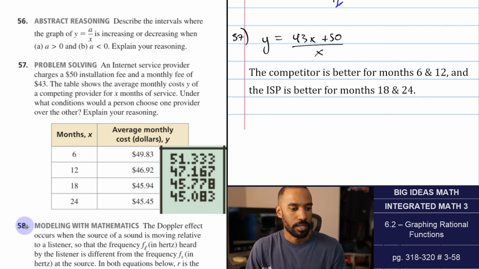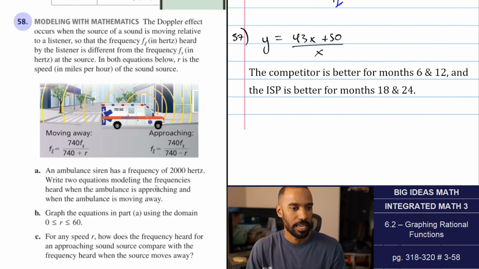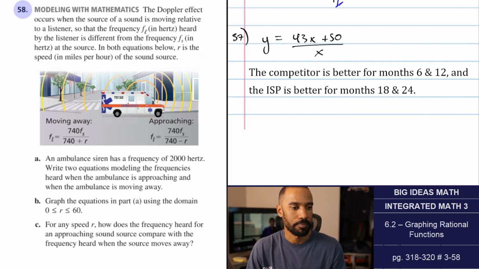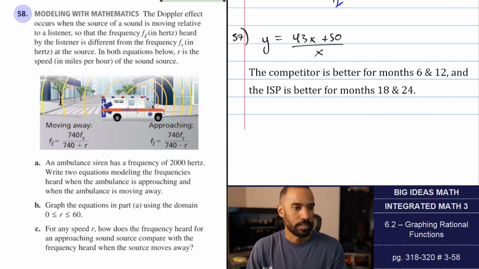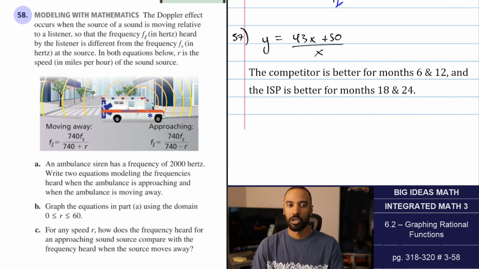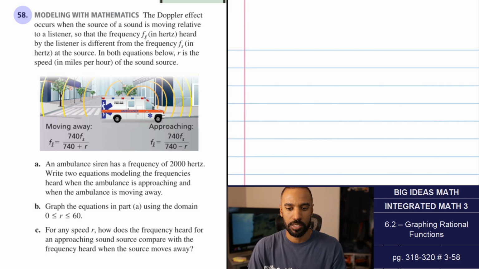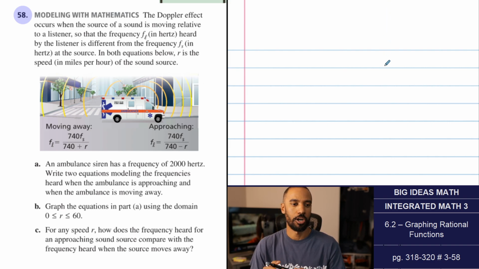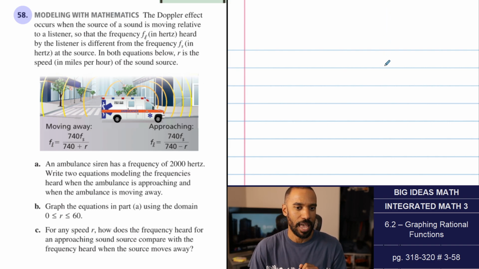All right. Is this our last question? It is. Three parts, but number 58. Ooh, there's a lot. The Doppler effect occurs when the source of a sound is moving relative to a listener. So the frequency f sub L in hertz heard by the listener is different from the frequency f sub S in hertz at the source.